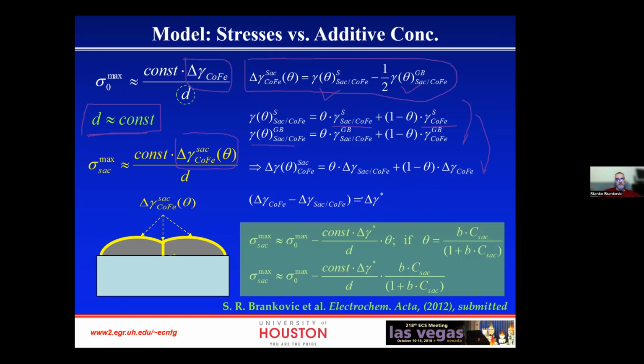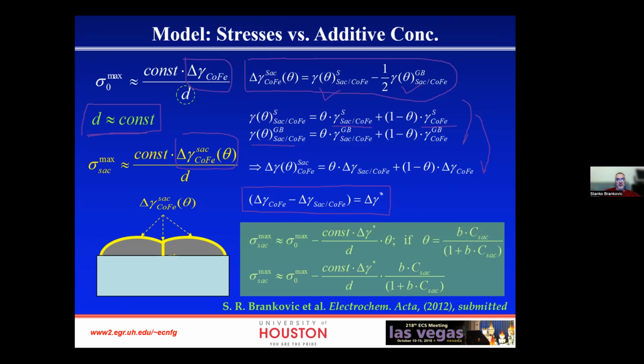And now, doing a little bit more algebra, if you multiply these things and so on, you can write that the difference, or a reduction in the driving force due to the presence of the additive on the surface, is some kind of delta gamma star, defined by basically the change in the driving force for grain zipping from the surface being clean, without additives, to the surface being completely covered by the additives, right? That's this delta gamma star.